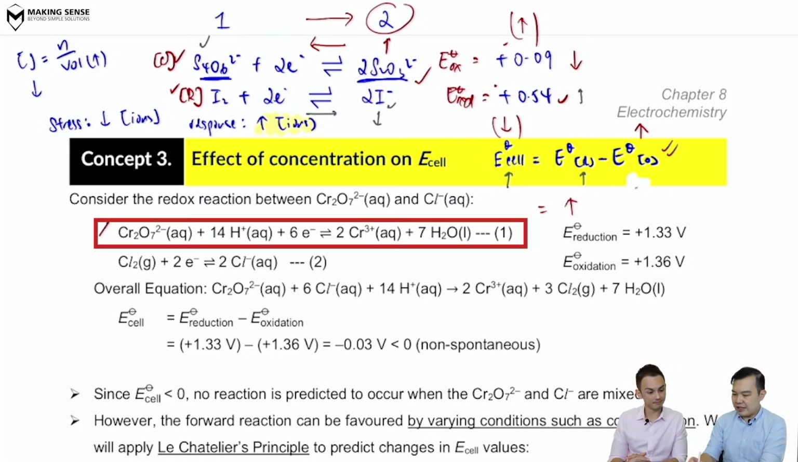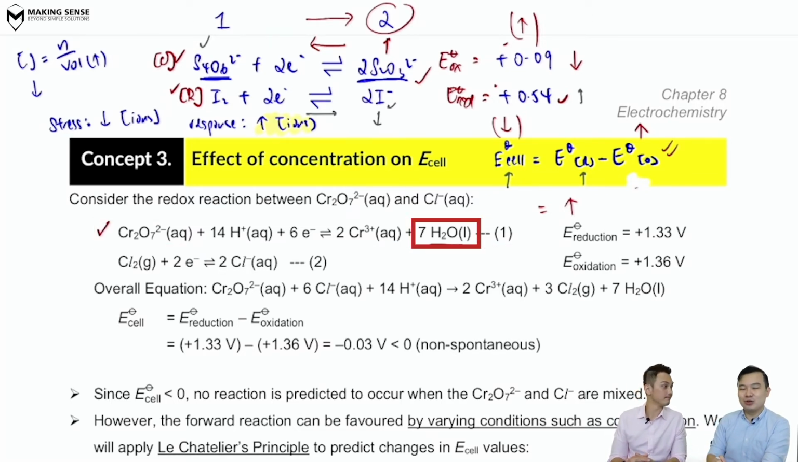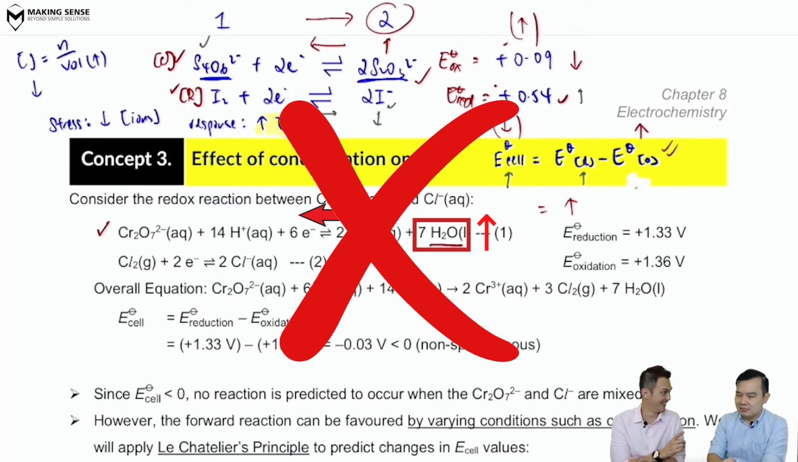half equation actually includes the water inside. So can I just make my life a little bit easier? Instead of going through all these ions over here, can I say that if I add in more water, the concentration of water increases, then I just apply LCP? Oh, you cannot.